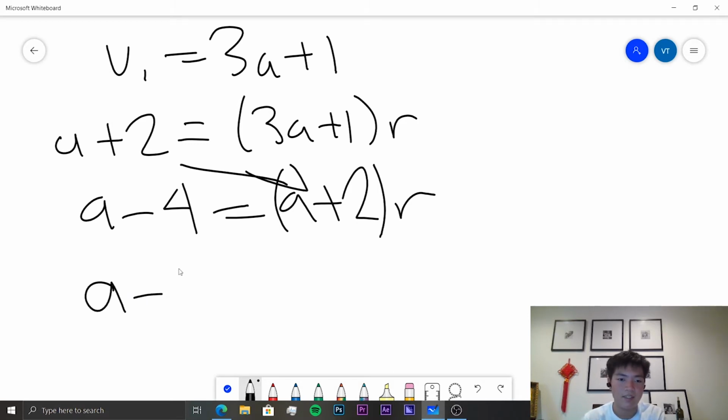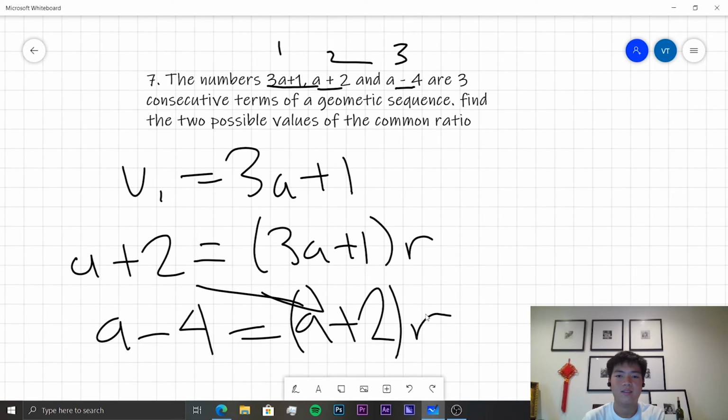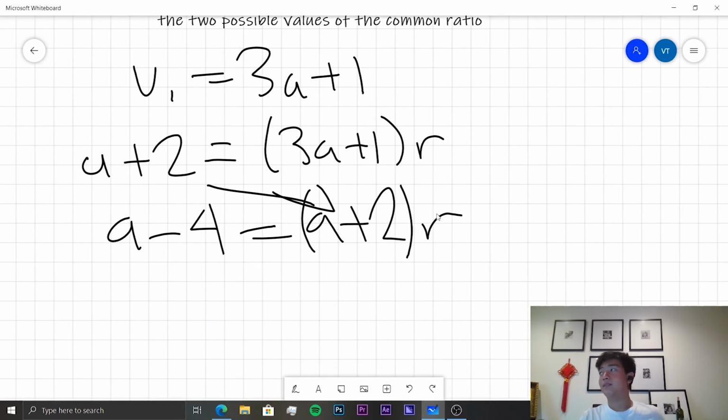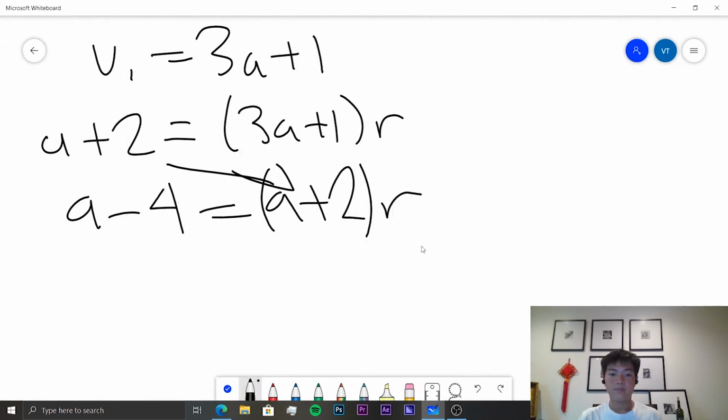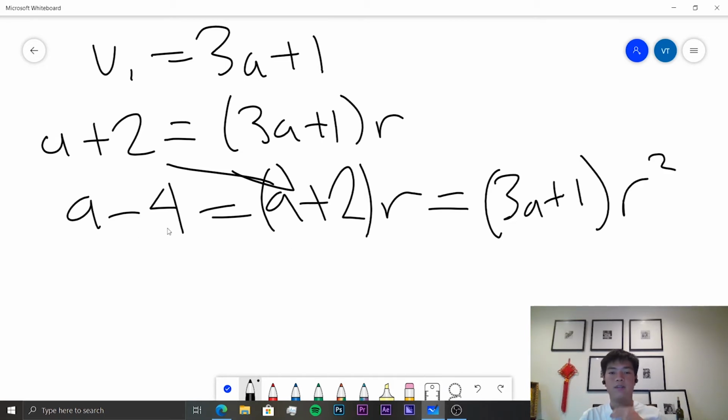So we have a minus 4 is equal to, is this the best way to do it? Hold up, let's not be cheeky. Find two possible values of the common ratio. So we know that this equals this equals that.